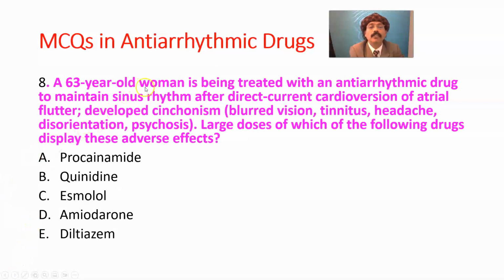Number 8. A 63-year-old woman is being treated with an antiarrhythmic drug to maintain sinus rhythm after direct current cardioversion of atrial flutter and developed cinchonism. Blurred vision. The manifestations of cinchonism are blurred vision, tinnitus, buzzing sound in the ear, headache, disorientation, psychosis. Large doses of which of the following drugs display these adverse effects? Procainamide, quinidine, esmolol, amiodarone, diltiazem. What is the drug that have adverse effect like cinchonism? Okay, answer should be quinidine.